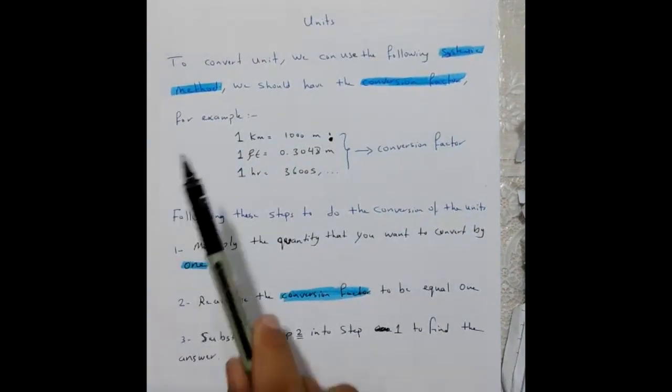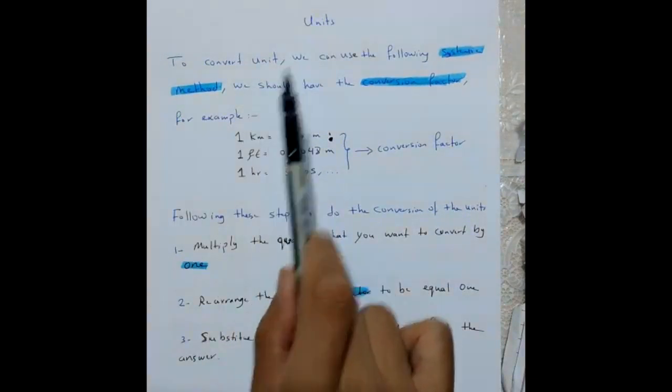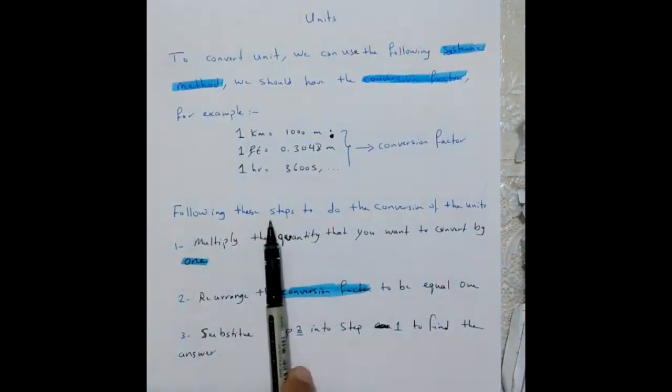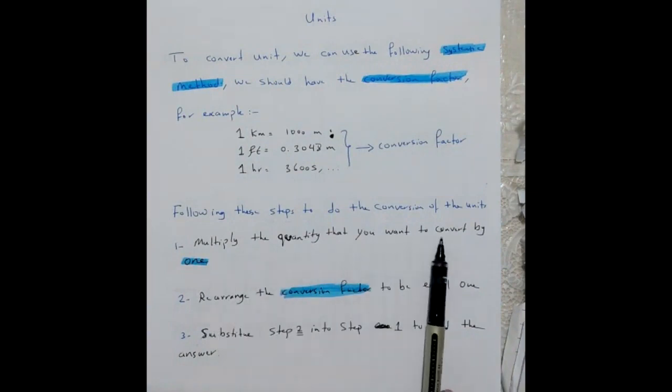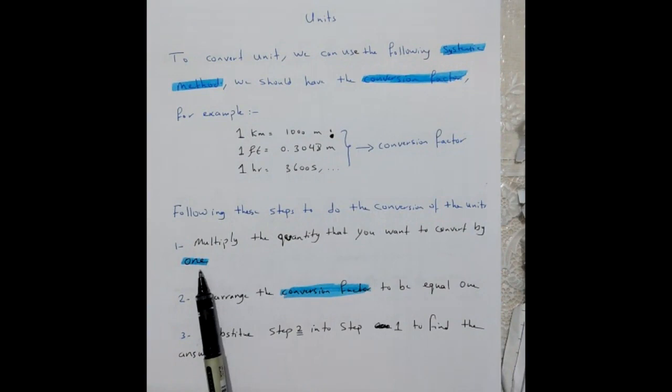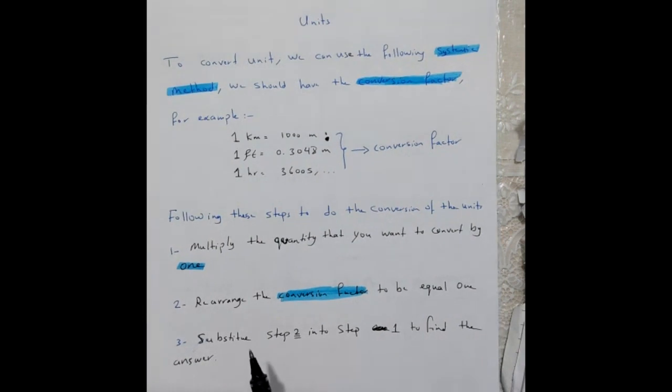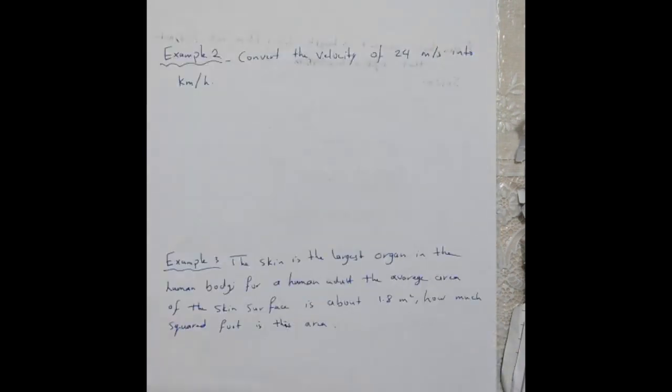How can we do that? To convert units using the systematic method, we will follow these steps. First of all, multiply the quantity that you want to convert by 1, and you will see in the examples. Second, rearrange the conversion factor to be equal to 1. The third one, substitute step 2 into step 1 to find the answer. Now let's apply these 3 steps on the examples.